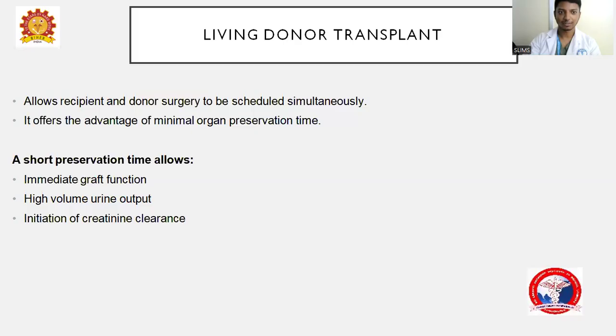Living donor transplant allows the recipient and donor surgery to be scheduled simultaneously. It offers the advantage of minimal organ preservation time. Short preservation time allows immediate graft function, high volume urine output, and initiation of creatinine clearance.